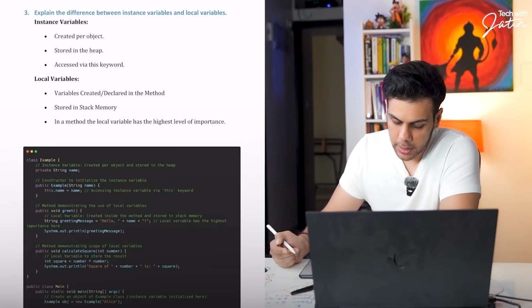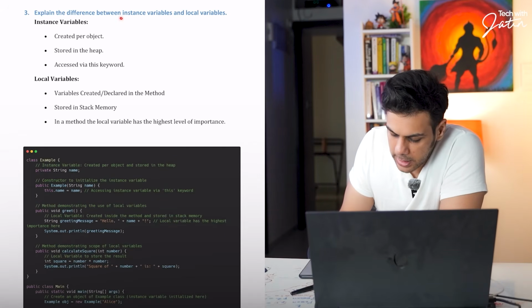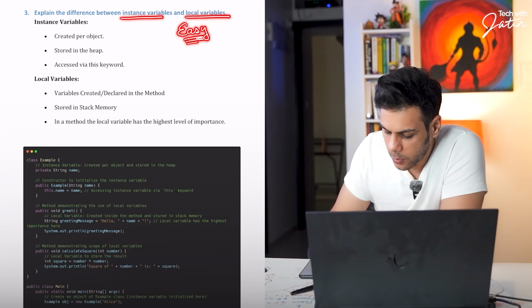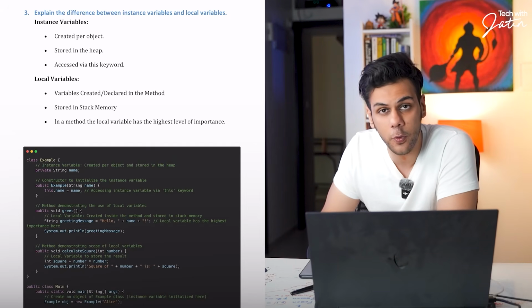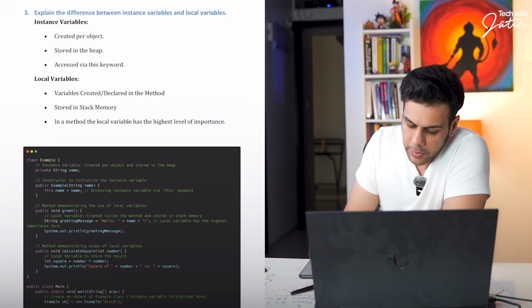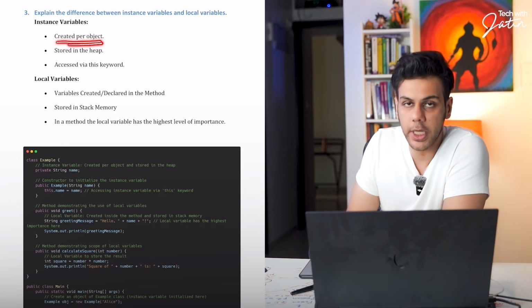The next question over here is: explain the difference between instance variable and local variable. It's a very easy question, guys. At least for us, it's easy. We already know what is the difference between instance and local variable. Instance variables are variables which are created for every object.